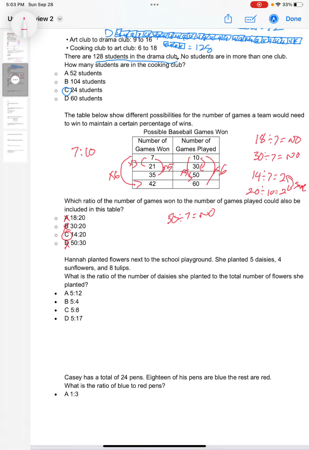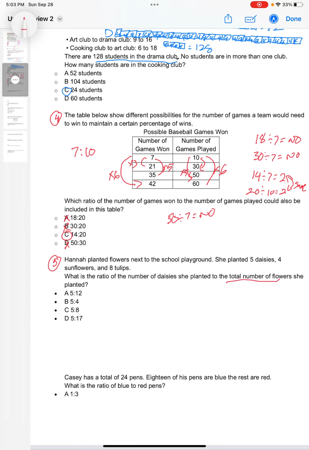Now, for question 5. Hannah planted flowers next to the school playground. She planted 5 daisies, 4 sunflowers, and 8 tulips. What is the ratio of the number of daisies planted to the total number of flowers?